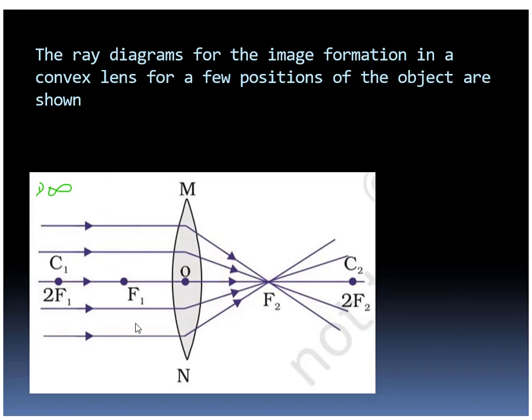These rays of light will meet this convex lens at different points, and because these rays of light are parallel to the principal axis, here this one is the principal axis, this line C1 O C2, it is the principal axis. Because these rays of light are parallel to the principal axis, according to the rule, after getting refracted, these rays of light will bend and it will meet at the focus here. So at this point the image will be formed.